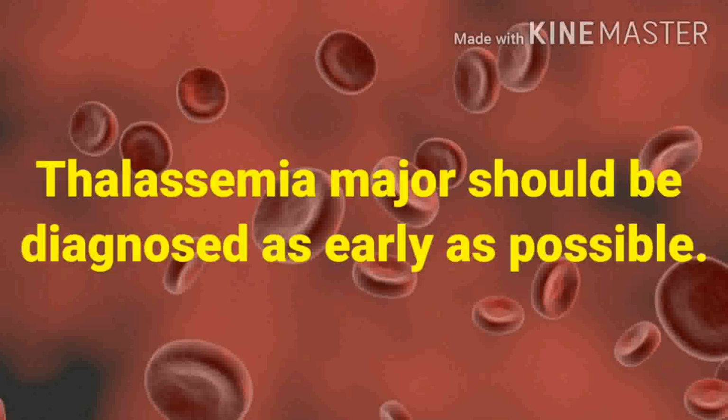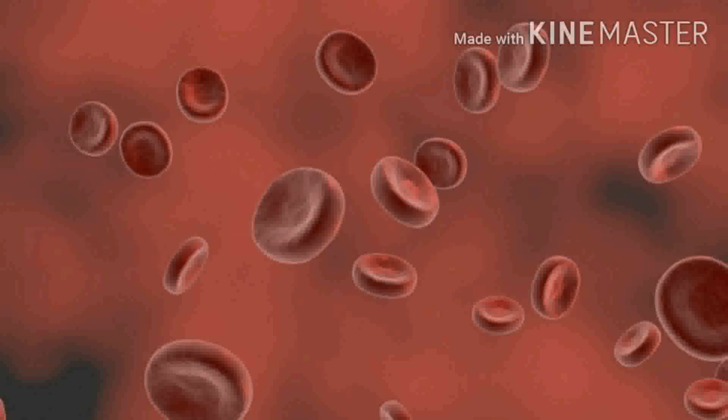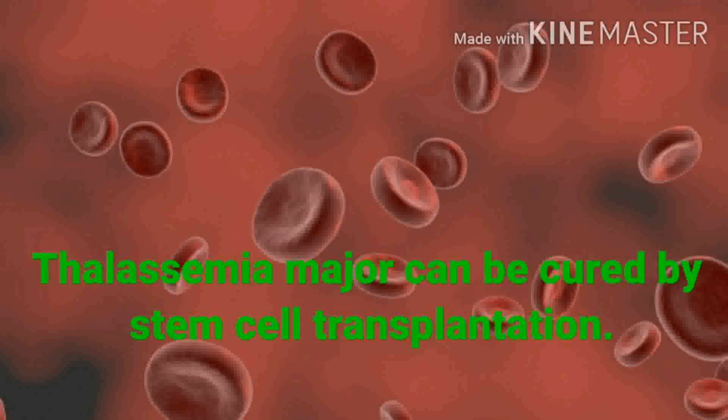Thalassemia major should be diagnosed as early as possible in order to prevent growth restriction, fragile bones, and infections in the first year of life. Today, thalassemia major can be cured by stem cell transplantation.